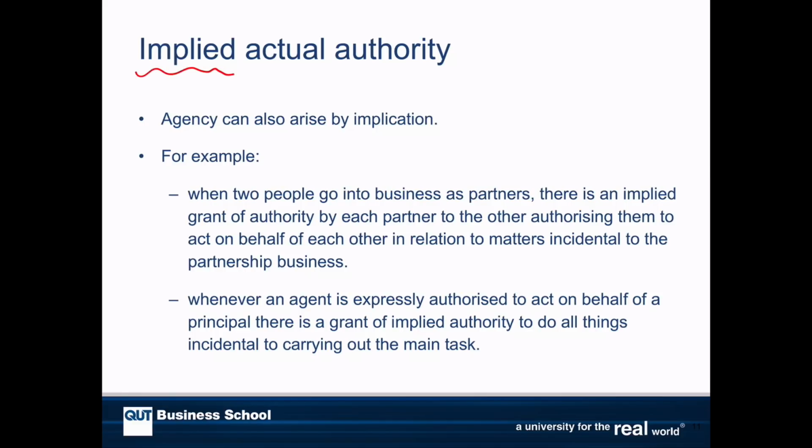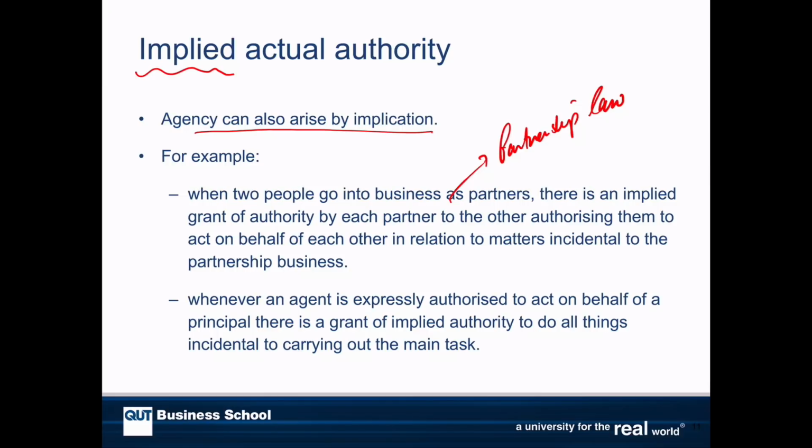The second way we can have authority is when it's implied. Okay, this is called agency by implication. For example, if 2 people go into business, it's implied that one gives authority to the other to authorize deals on both their behalves. Okay, so that's an example, and we'll come to that when we talk about partnership law. So this can arise even though you don't know that it has arisen.